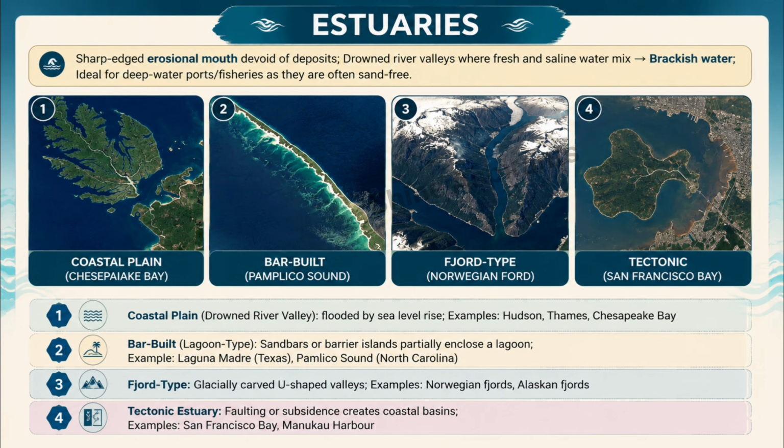2. Bar-built estuary, lagoon type, sandbars or barrier islands partially enclose a lagoon. Examples: Laguna Madre, Texas, Pamlico Sound, North Carolina. 3. Fjord-type estuary, glacially carved U-shaped valleys. Examples: Norwegian fjords, Alaskan fjords. 4. Tectonic estuary, faulting or subsidence creates coastal basins. Examples: San Francisco Bay, Manukau Harbour.